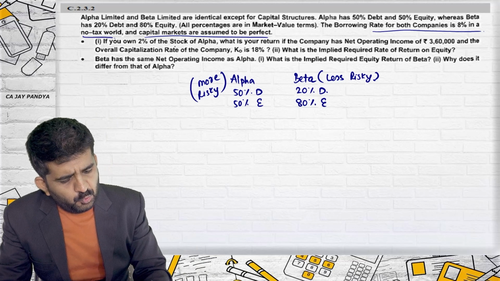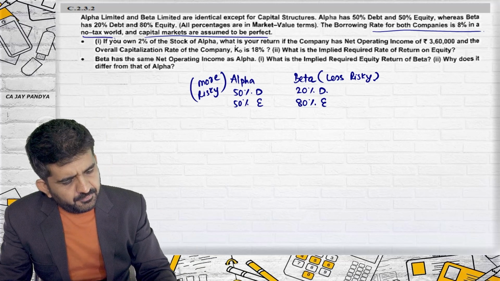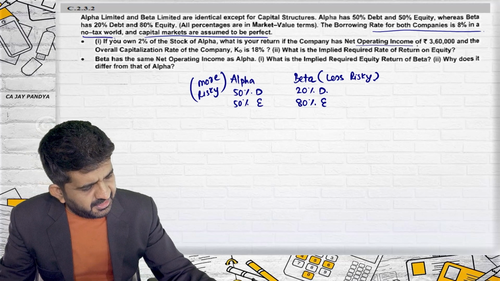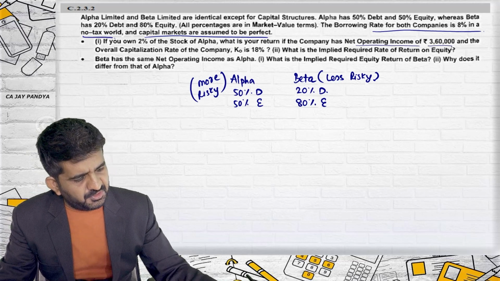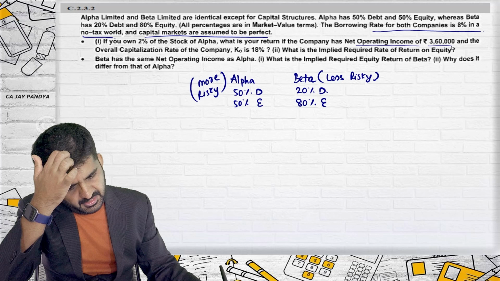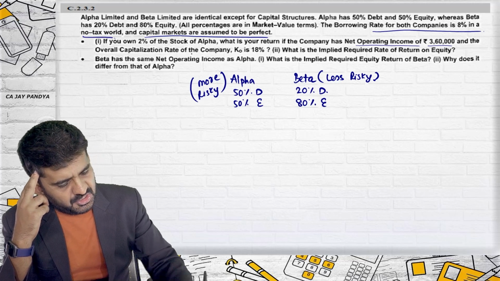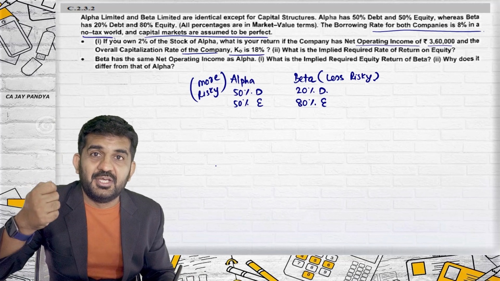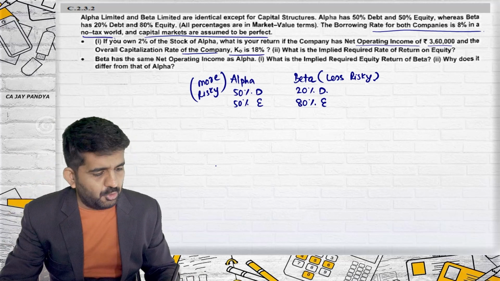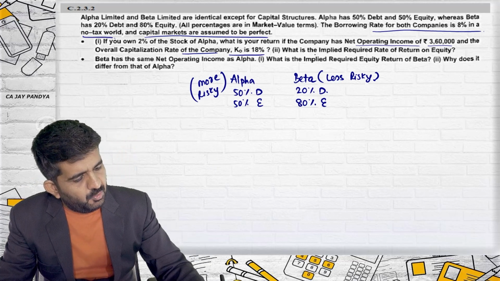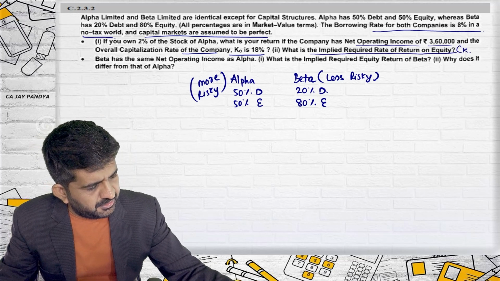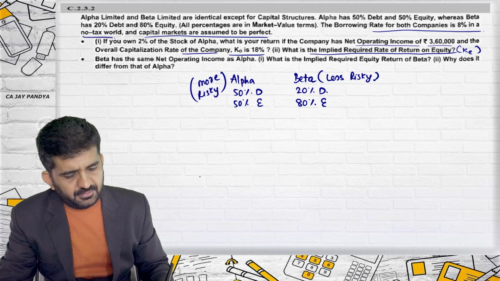If you own 2% of stock of Alpha, what is your return if the company has net operating income, this is EBIT, of 3,60,000, and the overall capitalization rate KO is 18%. Whenever KO is given, believe me, it will be net operating income approach. What is the implied required rate of return of equity? They are asking KE.